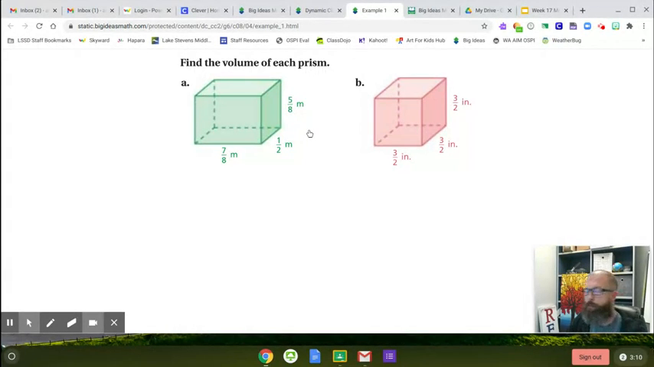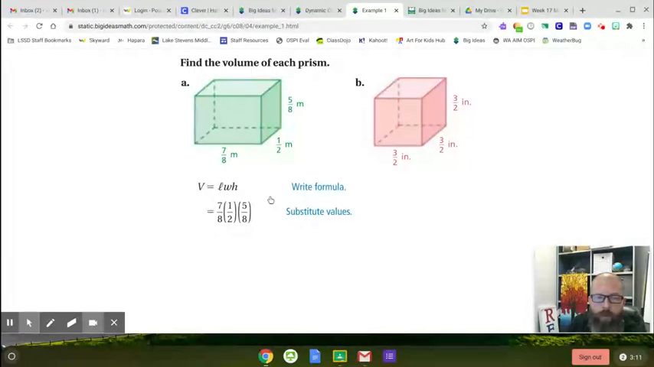Okay, so in the notes it talks about volume equaling length times width times height. So let's take a look. So here we go. Length times width times height. That's the formula that you need to use. So we're going to substitute the values. We have 7/8, 1/2, and 5/8. Multiply all those together. That's what these parentheses mean.